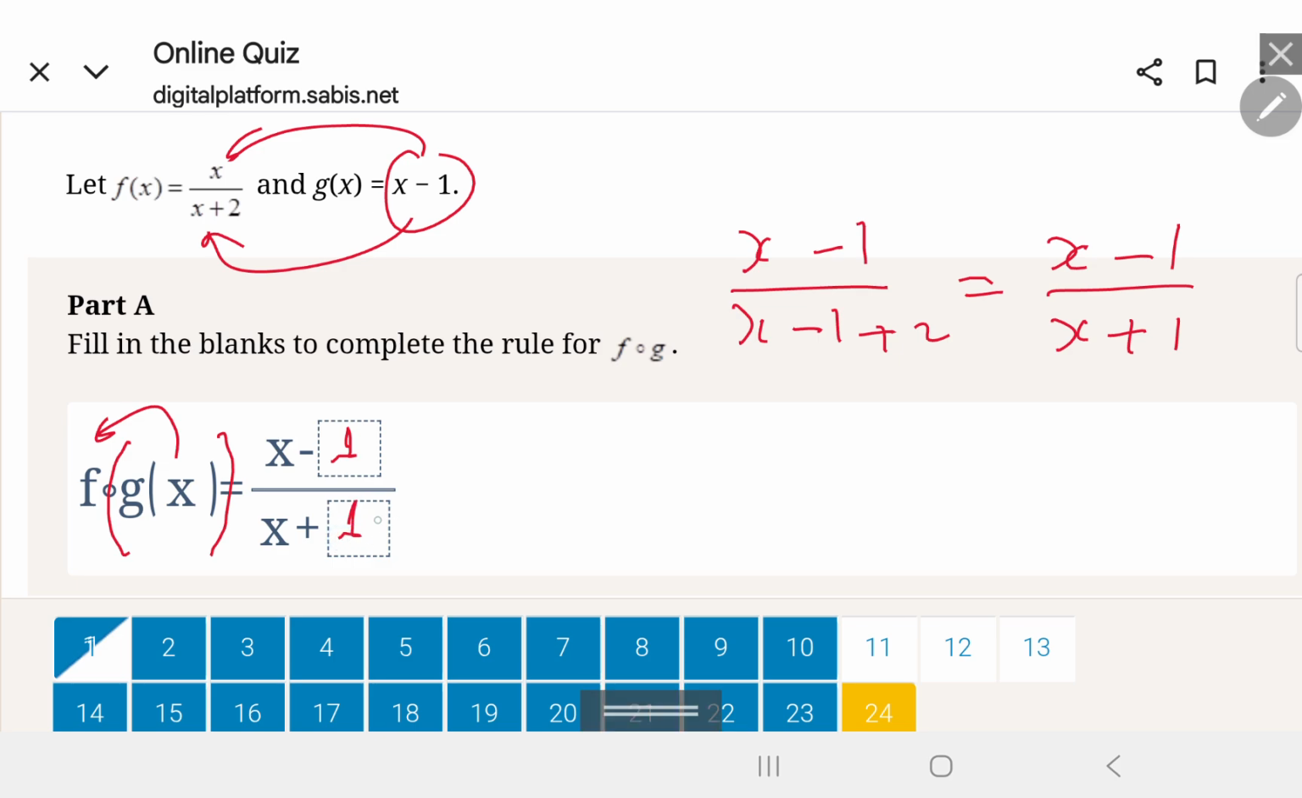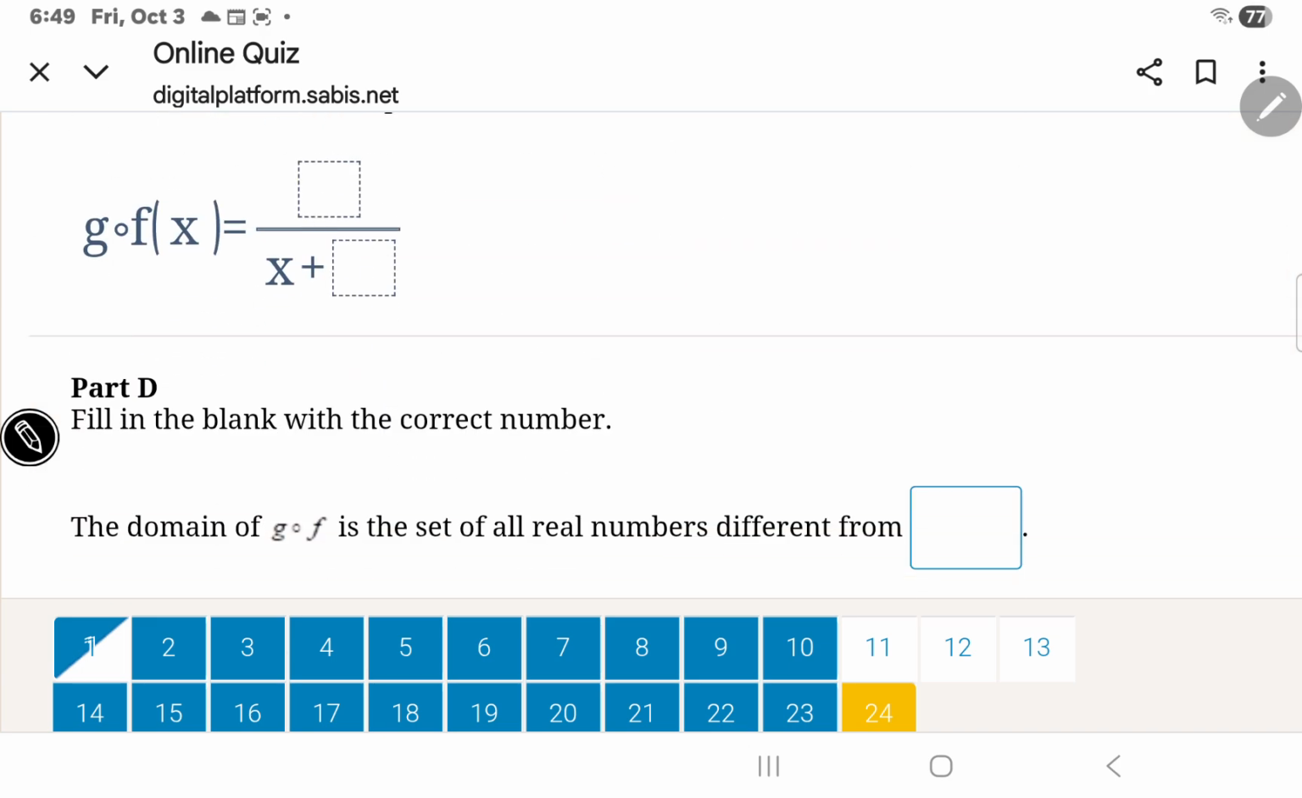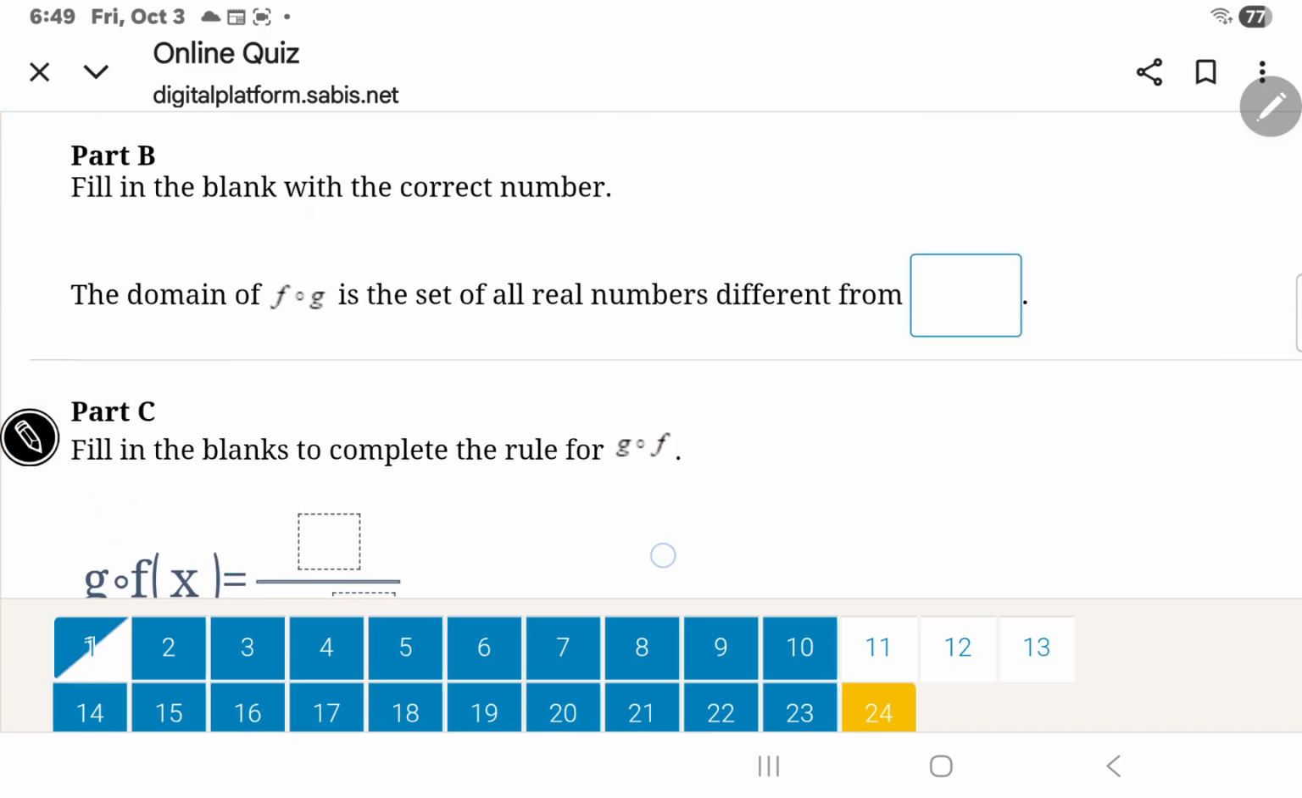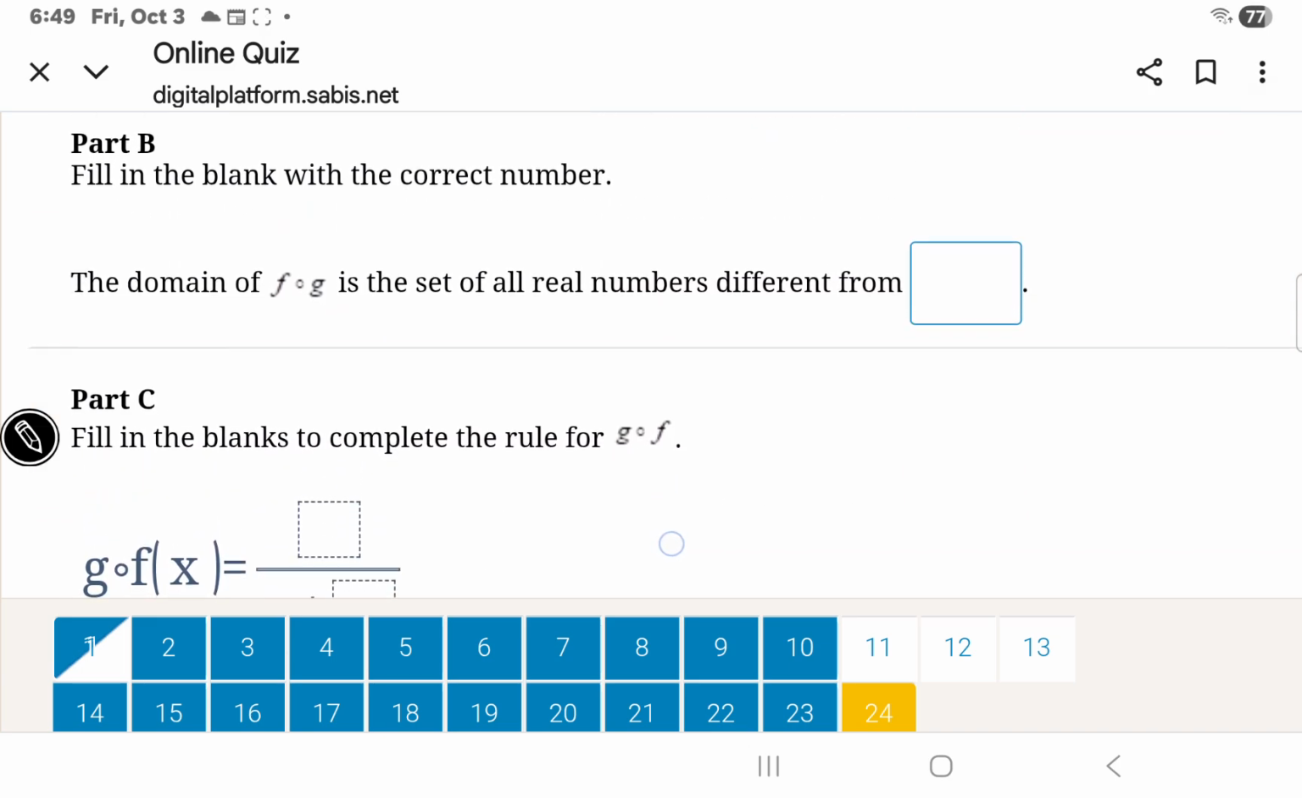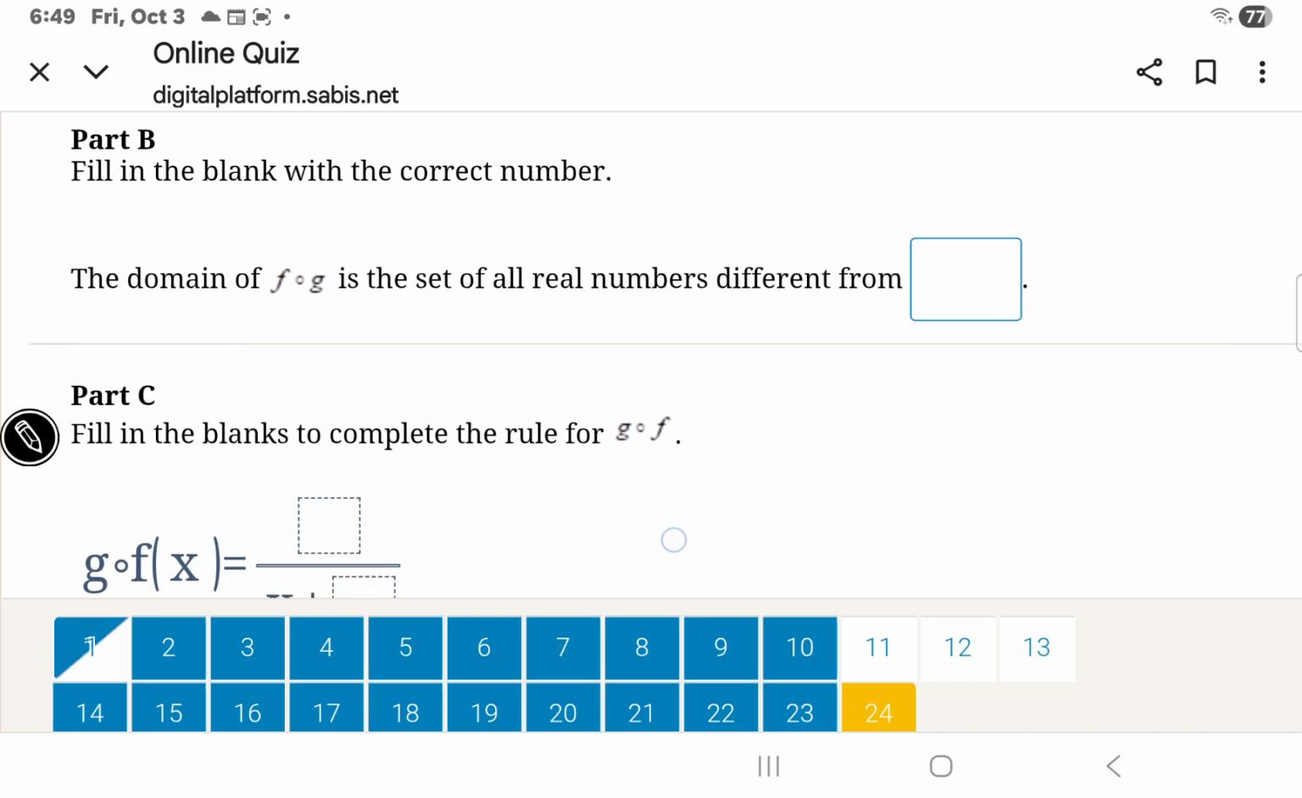And then part B, part A, second question. They're asking you about the domain of this function. Everything different from what number? Clearly everything different from positive 1, because x cannot be positive 1. That will make the denominator 0 and error in the fraction. Now for part B, so here different from minus 1. The domain, set of real numbers different from minus 1.